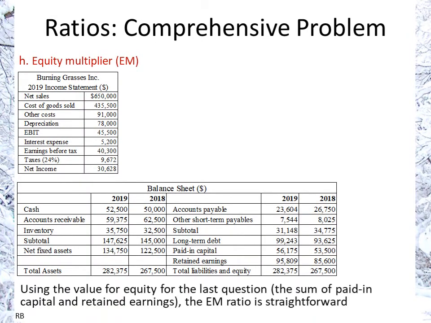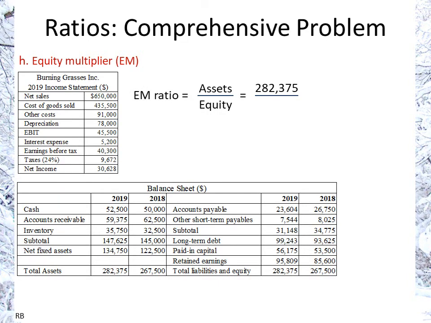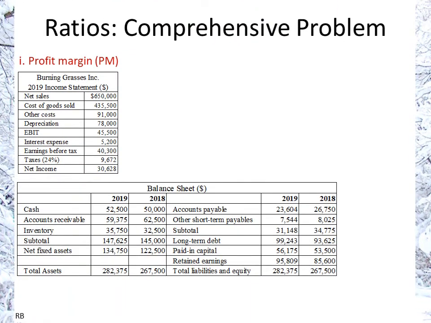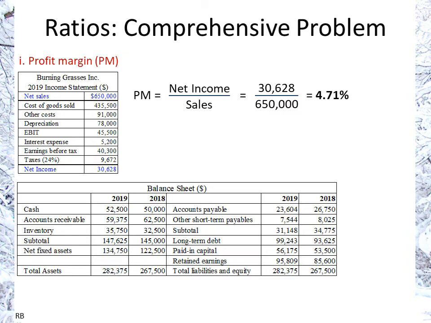Now we're moving to the equity multiplier, and that's simply assets over equity. We calculated the value for equity from the last time, so we have the answer here, 1.86. Profit margin, we're talking profitability, so here we're going to use the net income divided by the sales, sometimes called return on sales. So we have 30,628 is the net income, and the sales is 650,000. So that gives us 4.71%.